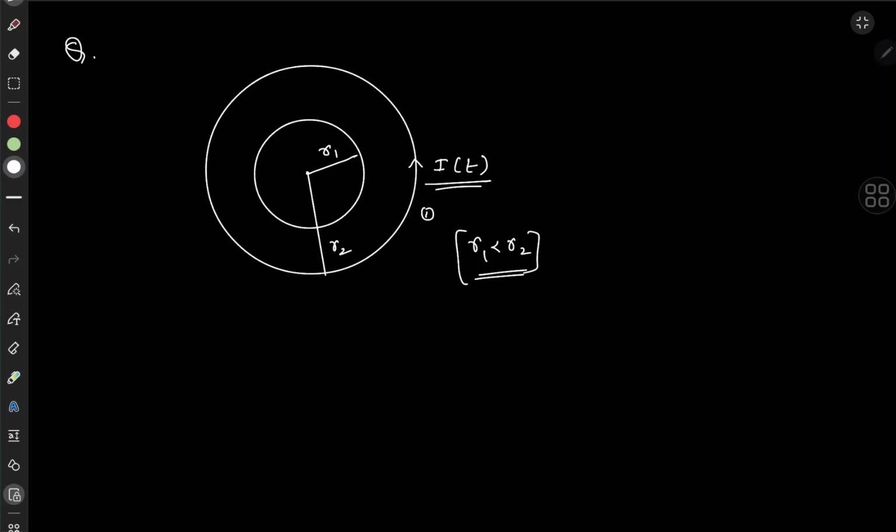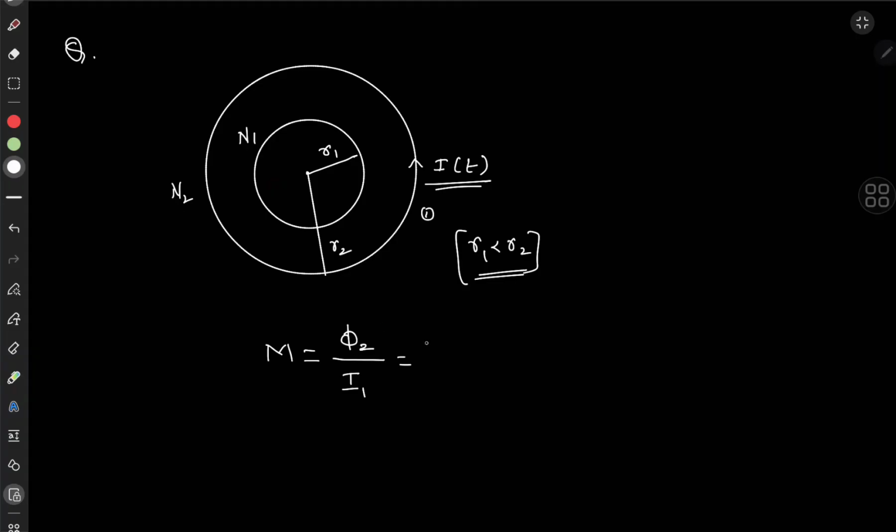Now we can see what the formula for mutual inductance is. We have to calculate the mutual inductance for this. The mutual inductance formula is equal to the magnetic flux linked with the second coil divided by the current flowing in the primary coil. What is the magnetic flux linked with the second coil? Number of turns is going to be N1 here and number of turns is going to be N2 here.